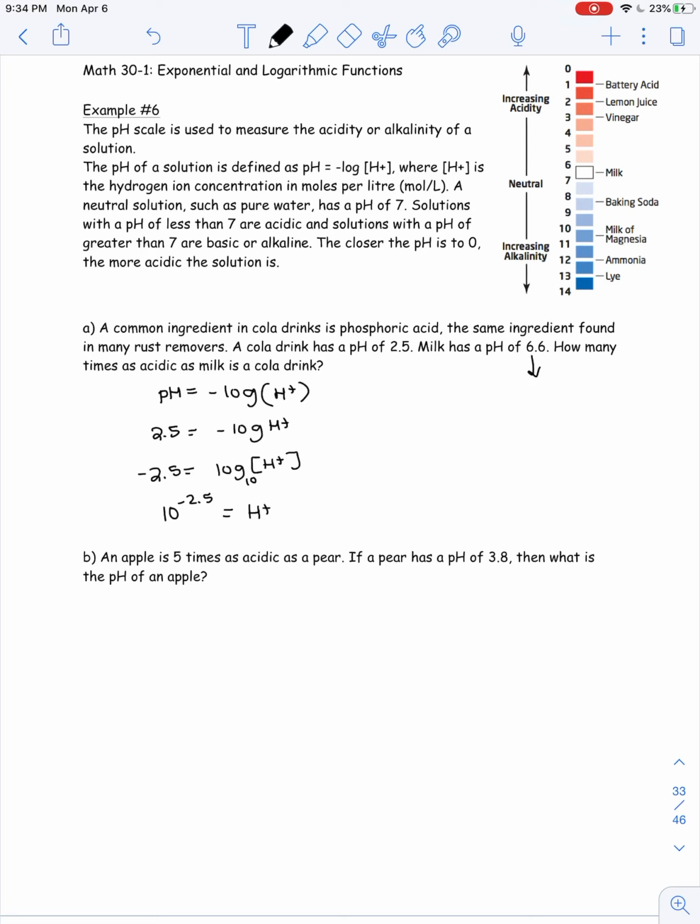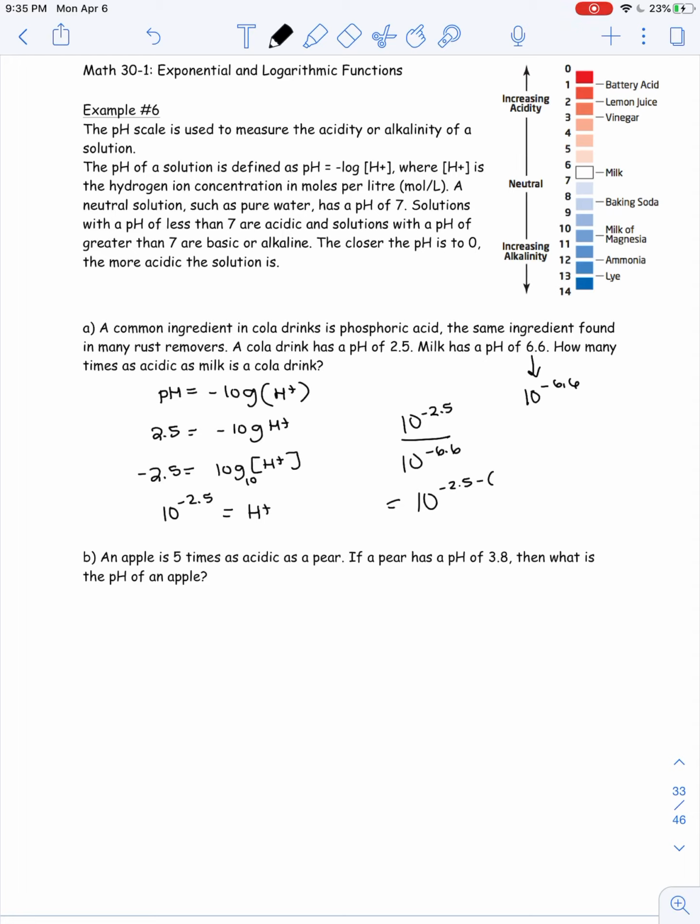Now the same is going to happen here. I can do all the work, but you're going to find that the concentration is going to be 10 to the power of negative 6.6. Now when we compare numbers to figure out if something's more acidic, we always have to put the bigger number over the smaller number. Now the bigger number is 10 to the negative 2.5 because negative 2.5 is larger than negative 6.6. So when we divide them, make sure you put the larger exponent at the top.